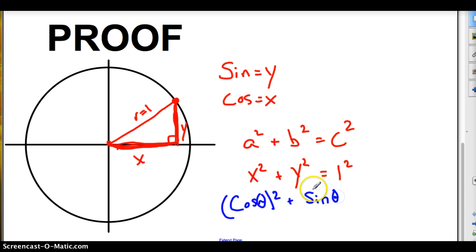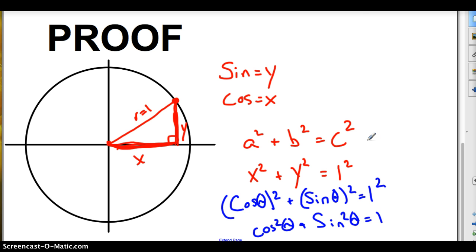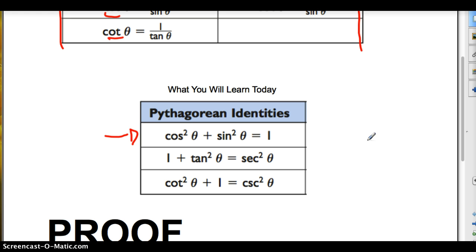Why am I writing the thetas? Because remember, the sine of theta is equal to 1 squared. And if I were to simplify that, oh, whoops. And so what I know is simply this. Cosine squared theta, if I square the cosine value, plus sine squared theta is equal to 1. And that is the proof of this identity that we have right here.